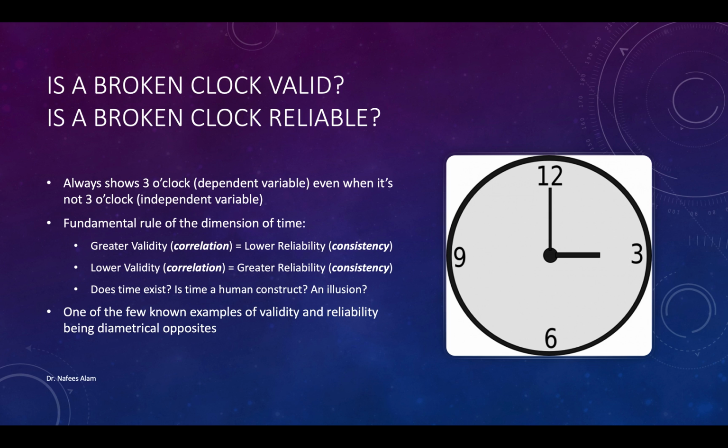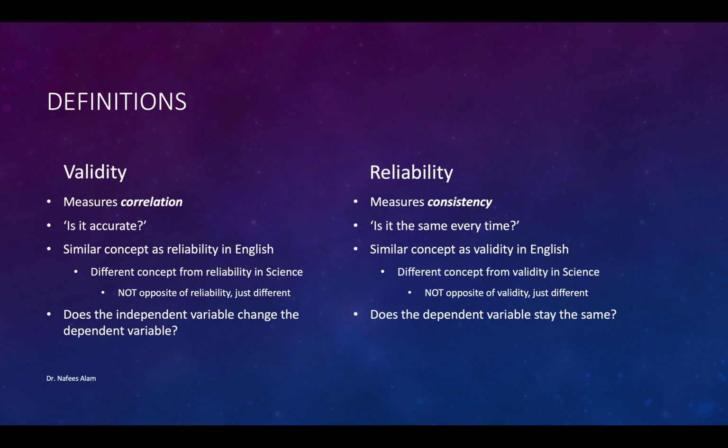Generally speaking, they're not opposites, but I wanted to include this example as an exception to that rule. They're just different concepts generally. This is the only example that I can think of where they are diametrical opposites. So remember, from a definition standpoint, validity measures correlation, reliability measures consistency. Validity asks, is it accurate? Reliability asks, is it the same every time?